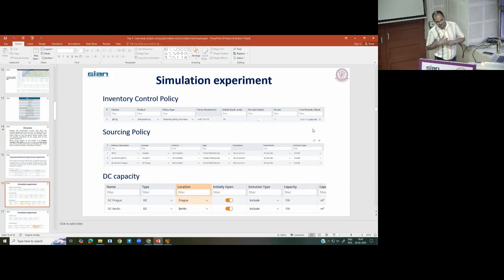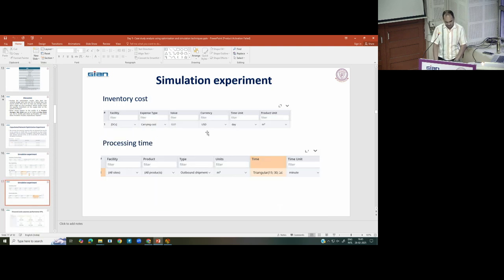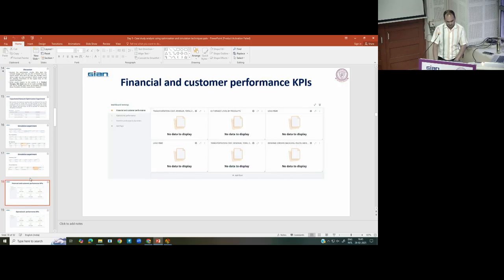And we want to add some inventory policies there, because if you look at the initial data, inventory policy is there for the DCs. Okay, so sourcing policy is there, DC capacity is there, so here you add that DC capacity 100 meter cubic, inventory cost is there, processing time is there. So now we are going to do that here.